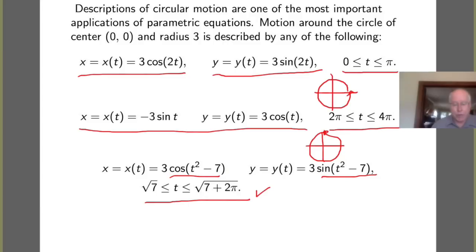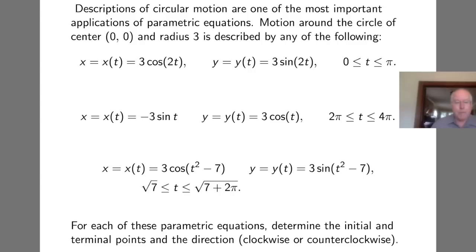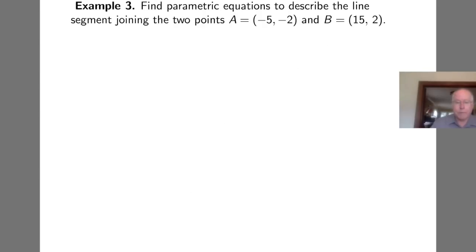These are pretty easy to check out, but it just shows the wide variety, the number of different ways you might describe motion around a circle. You can check that each of these equations describes motion around the circle of center 0, radius 3, and check by doing some graphing whether that motion is clockwise or counterclockwise.